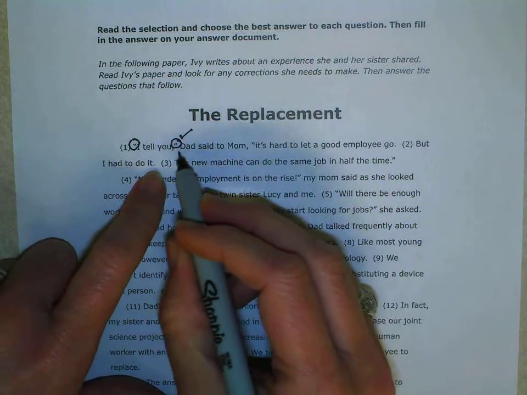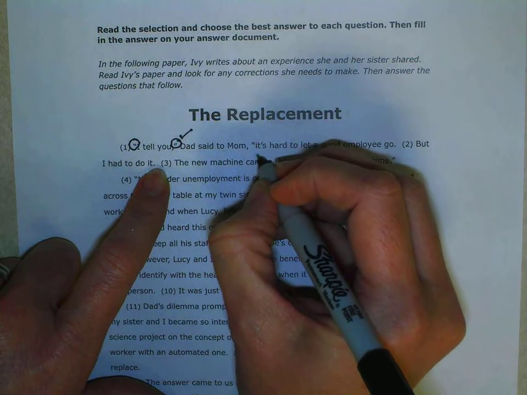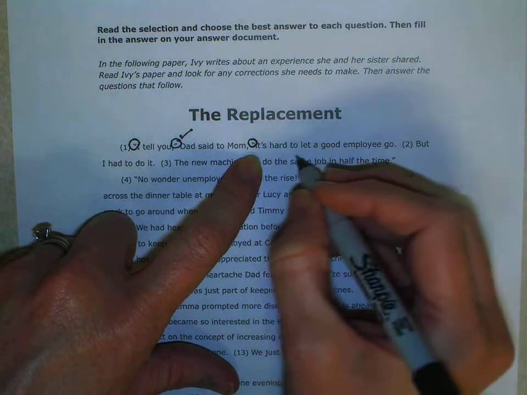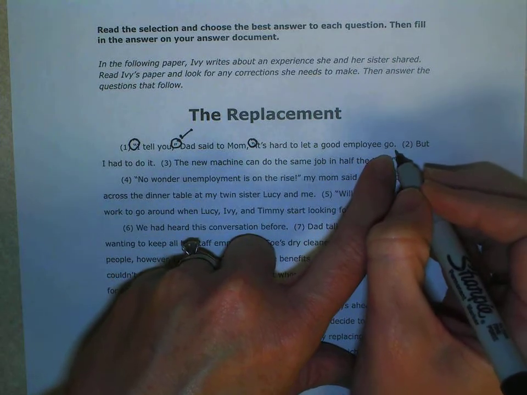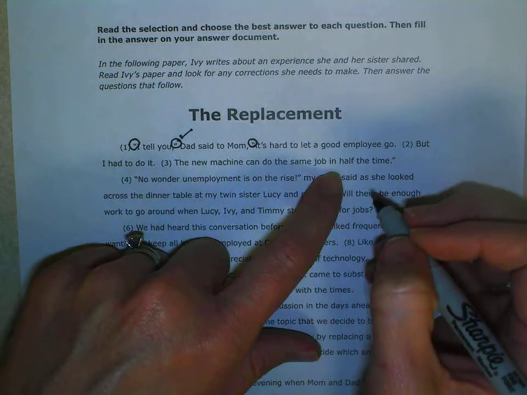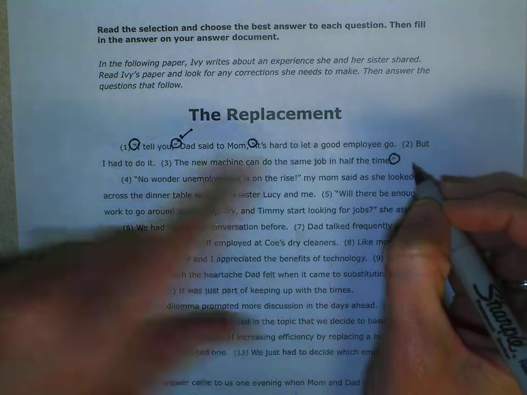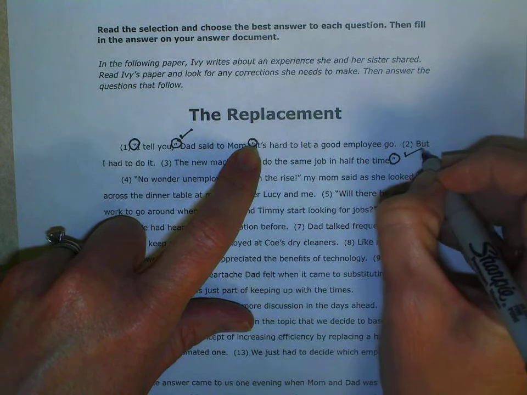"I tell you," Dad said to Mom, "it's hard to let a good employee go." So here's my opening quotation marks. Now I don't have quotation marks here, but I'm still going to keep going. "But I had to do it. The new can do the same job in half the time." So I have a pair here, and then I have an opening quotation and a closing quotation.